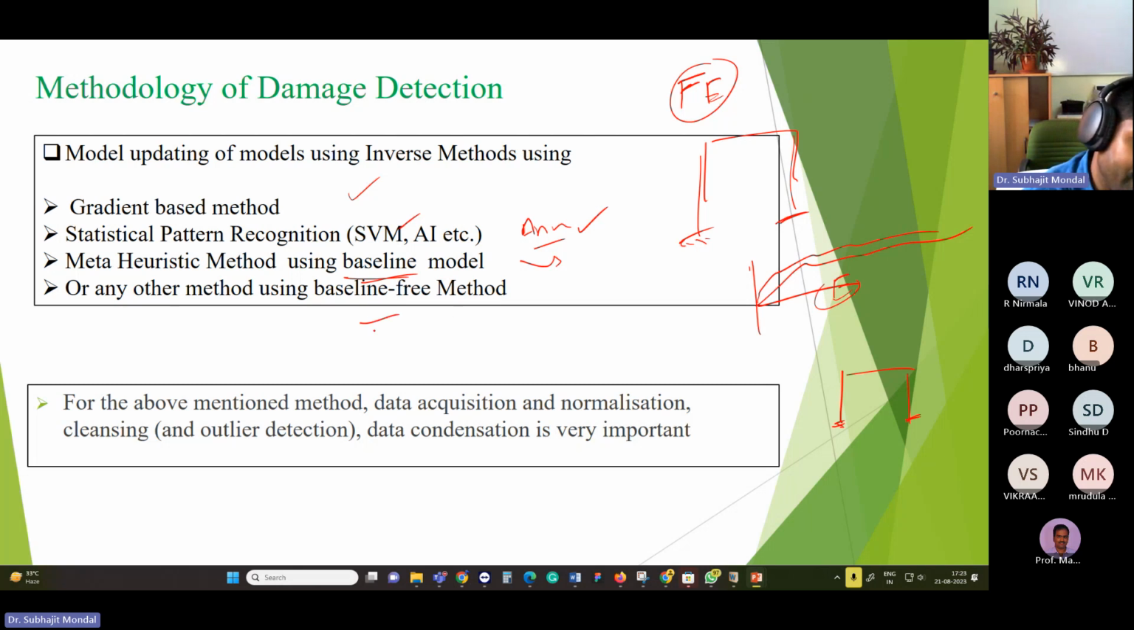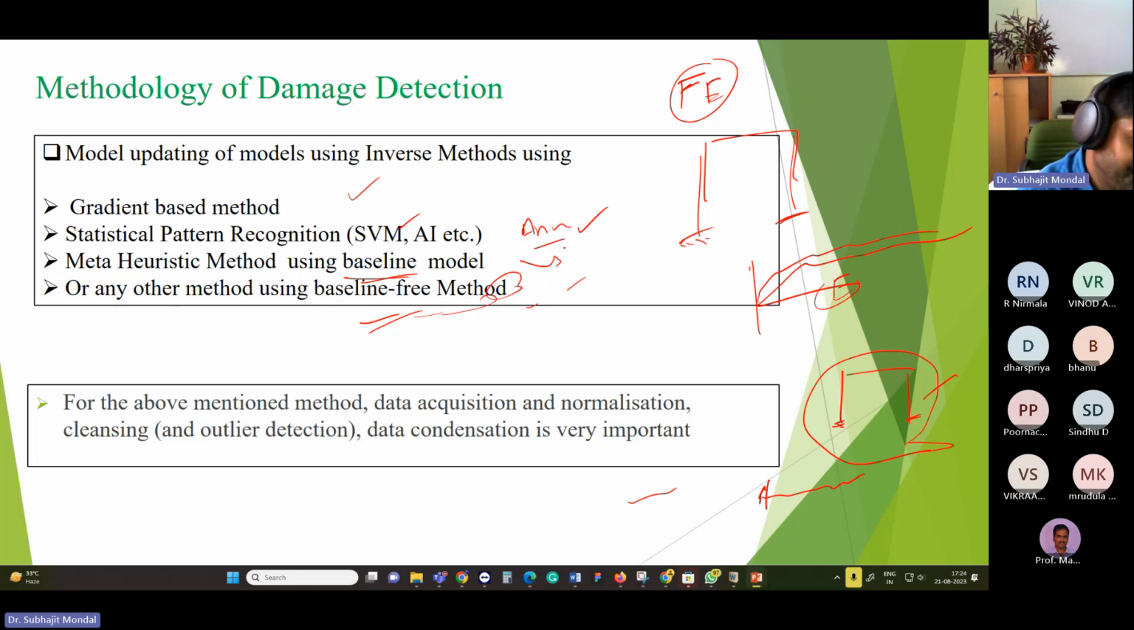But there is another method, the baseline free method, where you don't know where the response is coming from. You do not have any idea whether the response belongs to a concrete structure, or to a bridge model, or anything else. But from the data itself, you try to identify the damage. So that is basically your baseline free model.